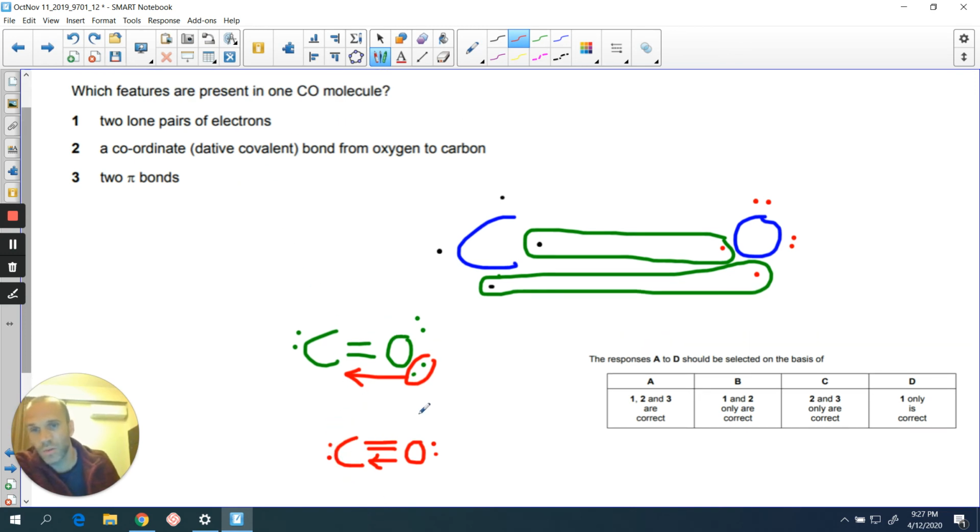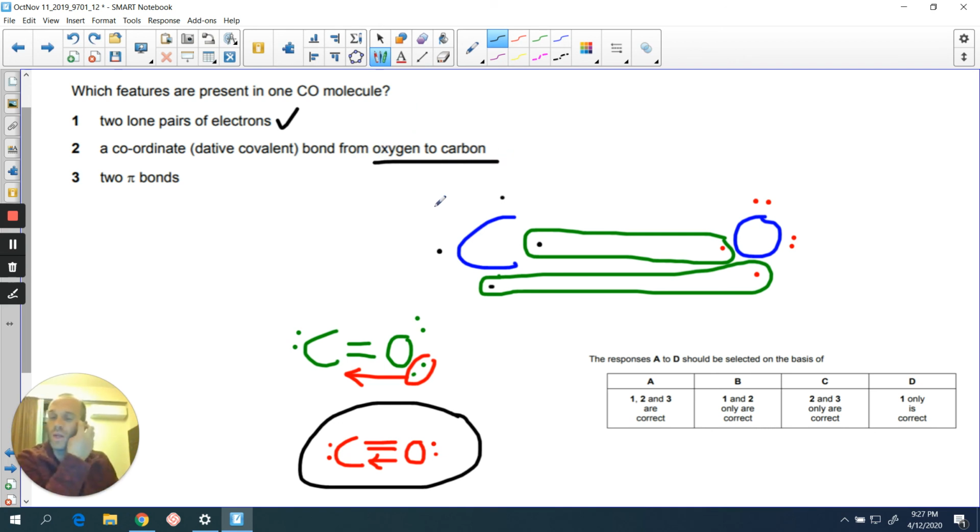So let's look at these options available. Just remember this is our finished structure. Okay. Which features are present in the CO molecule? 2 lone pairs of electrons. Yes, that's correct. We've got 1, 2 lone pairs. Boom. That's correct. A coordinate dative covalent bond from oxygen to carbon. Yes, it is the oxygen that is giving those 2 electrons there to make that 3rd bond. So yes, that is correct. And 2 pi bonds. Yes, that is correct.